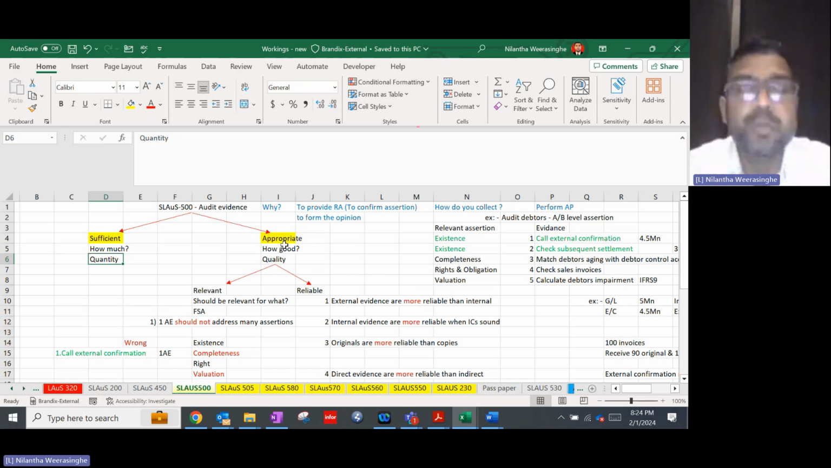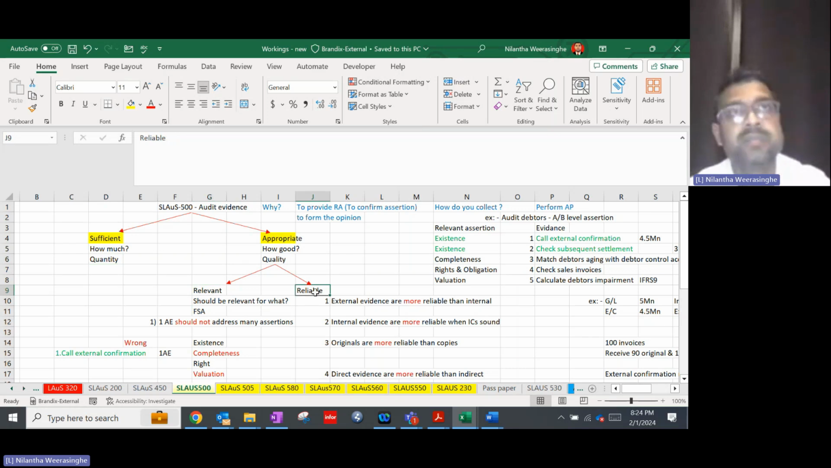For audit evidence to be appropriate, to be of quality, it should be relevant and reliable. Right? To be relevant and to be reliable, certain factors must be satisfied. To be reliable, five requirements should be satisfied. Not elements, five requirements.